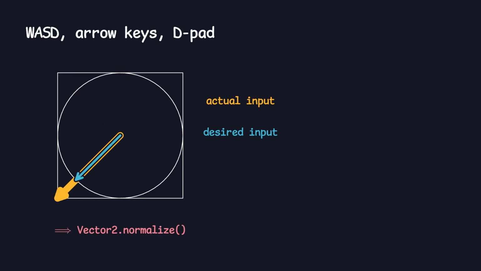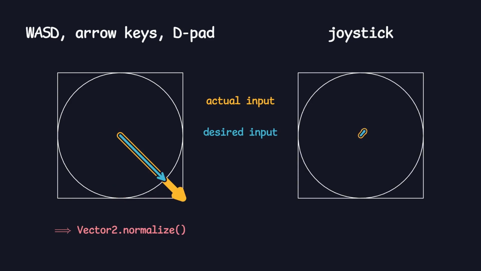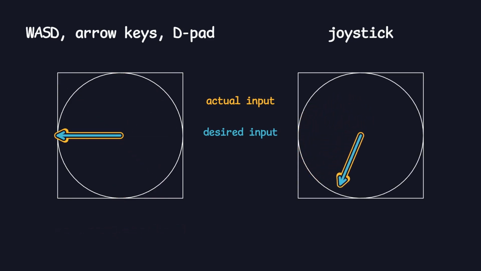For joystick input, we want the actual input though, because that allows us to move at a slower speed when the joystick is only pressed slightly to one side. To combine these two cases, we don't want to normalize the input vector, but limit its length to 1. That way, the vectors that are too long get cut down, while the shorter vectors aren't scaled up.